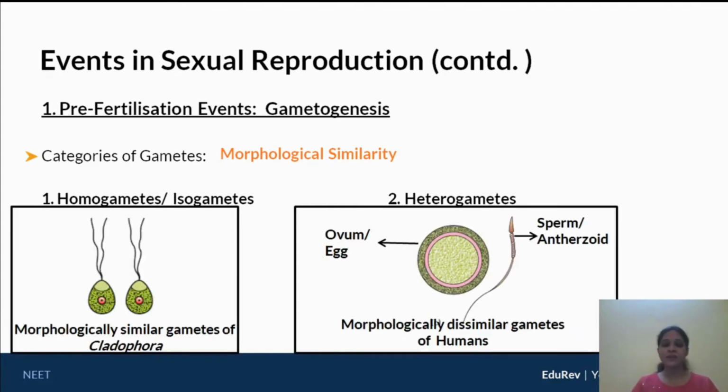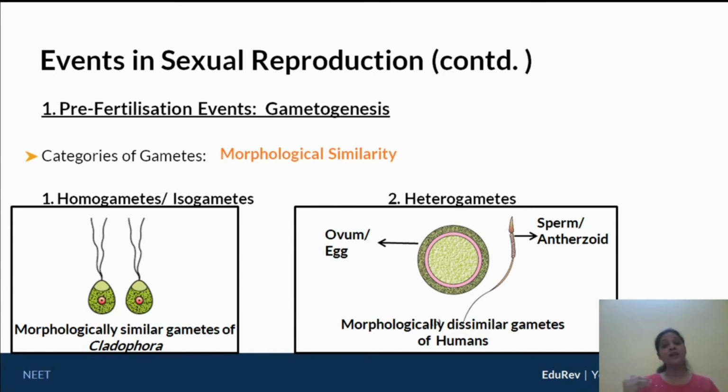For us to understand better, let's take a couple of figures. Under homogametes, you can very clearly see the morphological similarity of the male and the female gamete in the case of Cladophora. In Cladophora, you can't really make out the difference between the male and the female. Both of them look the same.